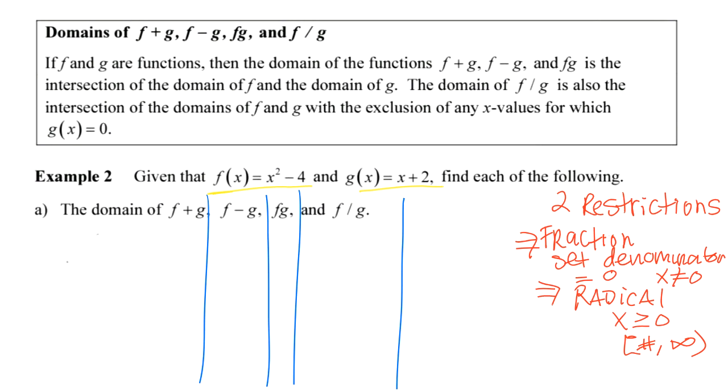So if I look at f of x is equal to x squared minus 4, it's not a fraction and it's not a radical, so the domain of the first function would be all real numbers. Then looking at g, it's not a fraction, it's not a radical, it doesn't have any of those operations in there, so that's also all real numbers.